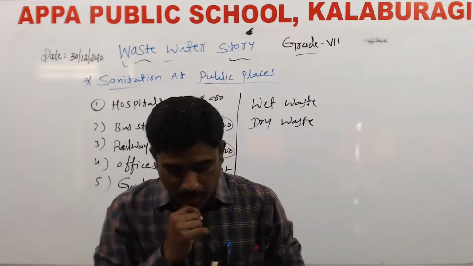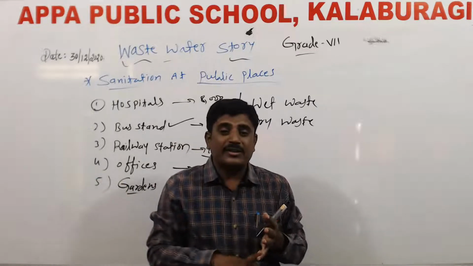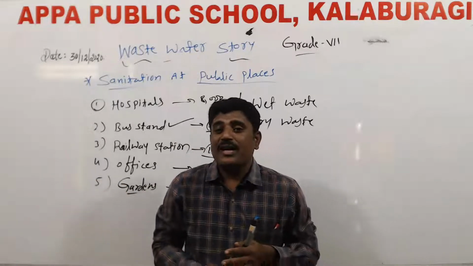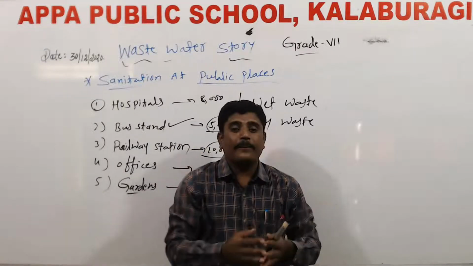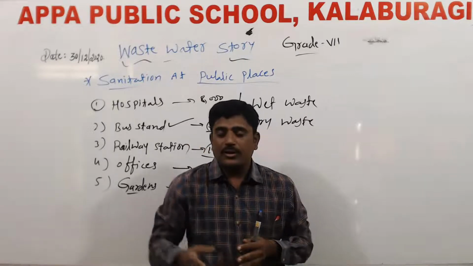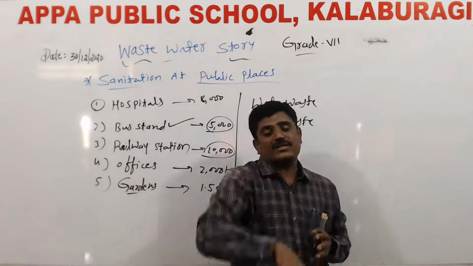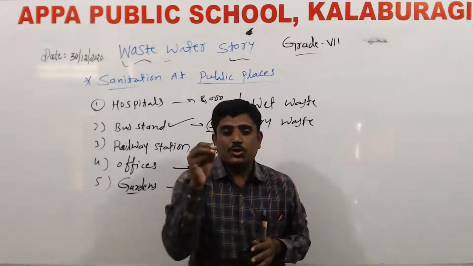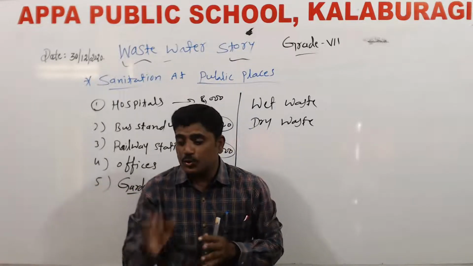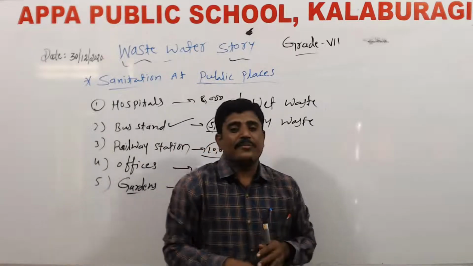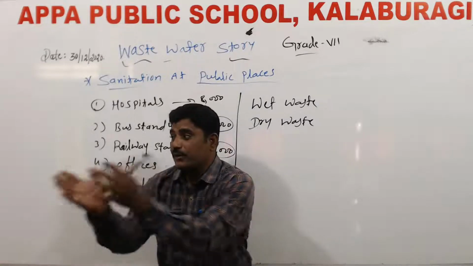Yes, we should not throw anything here and there. I think you have seen some children throwing litter, chocolate wrappers, chips wrappers, biscuit wrappers. You know these wrappers very well. We should not do that, and we should advise them. Being educated, you should tell them, please don't throw here, throw only in the dustbin. You should insist and create awareness among the children. Then only they can throw in the proper place.